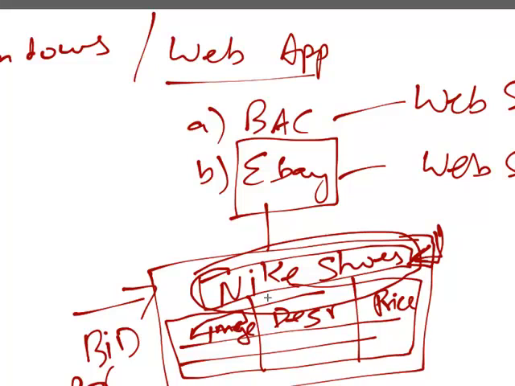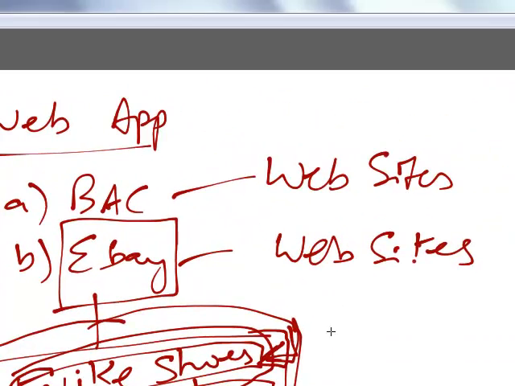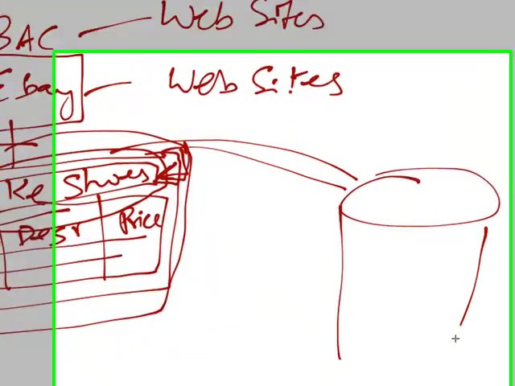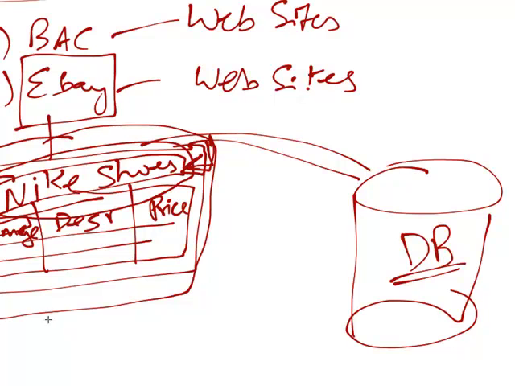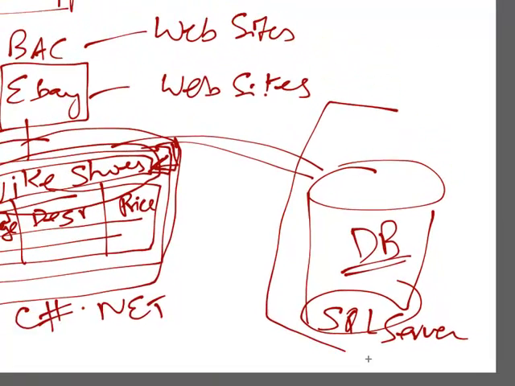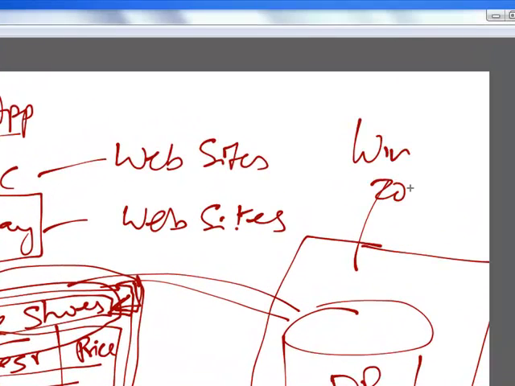What is happening? Basically, when they create the application, this application will go and talk to the database. So there will be a database. Between them is some programming language. Let's say there is the C# .NET programming language, and this database is a SQL Server database, right? And this is on a different computer, on a different server, and here they are using, let's say, Windows 2008 as the operating system, right?